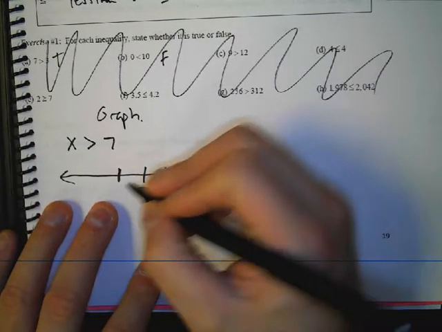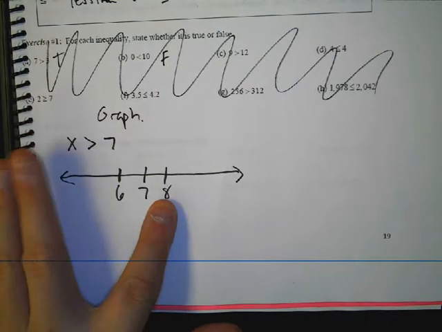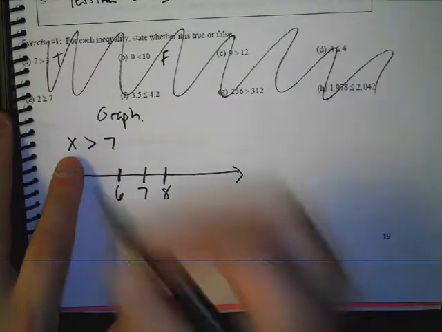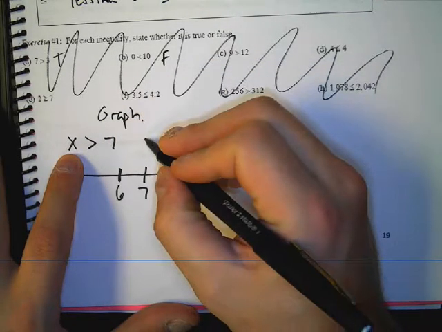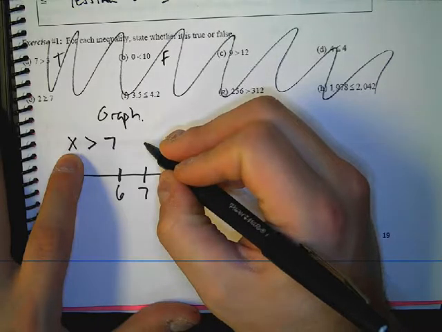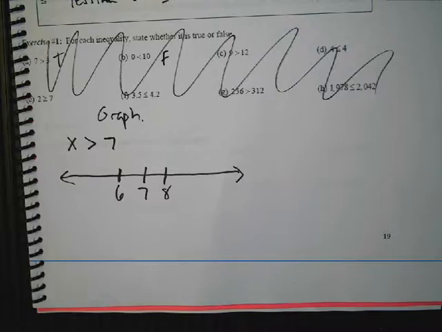This is called a test point. First things first, at the 7, when x is greater than 7, we would use what's called an open circle at 7.